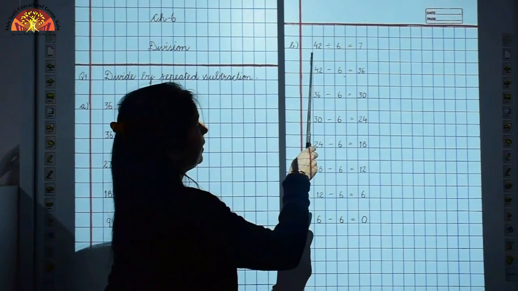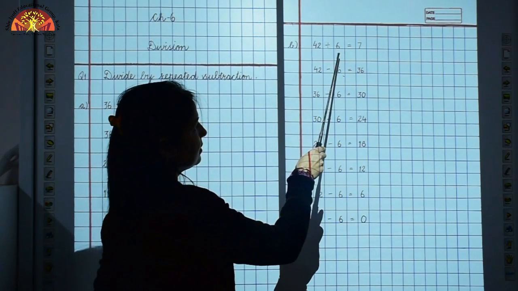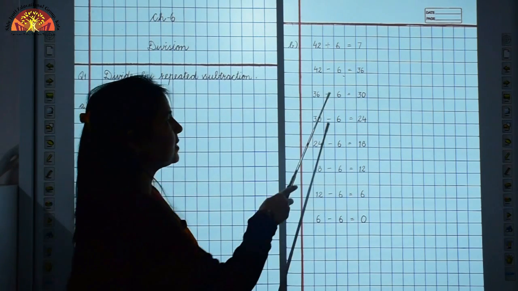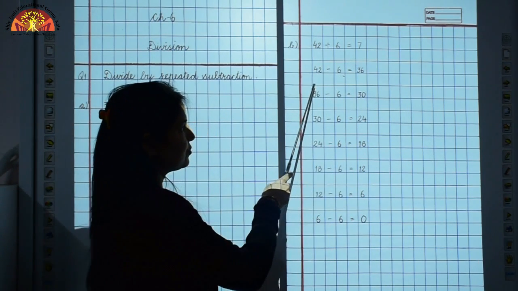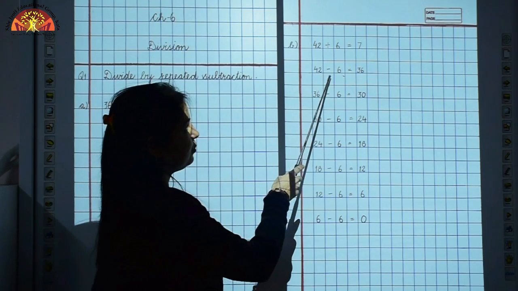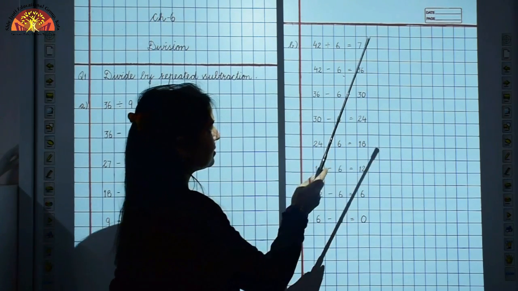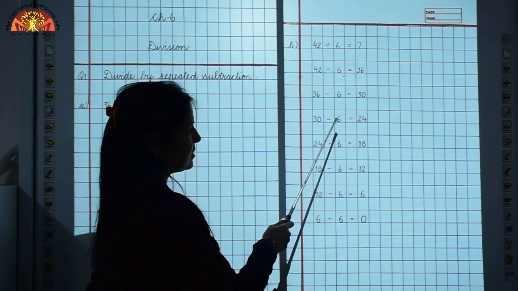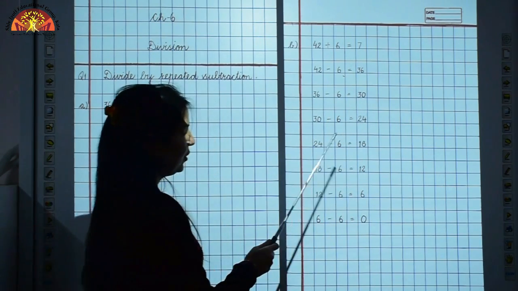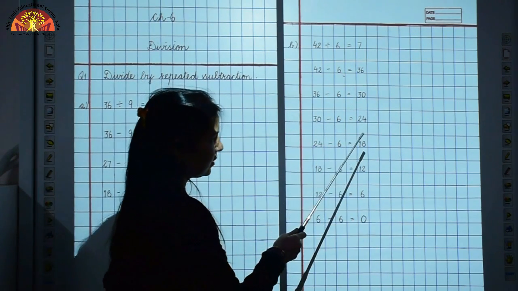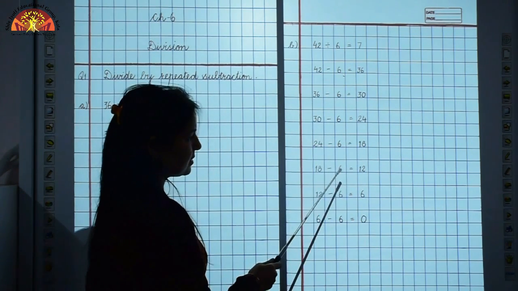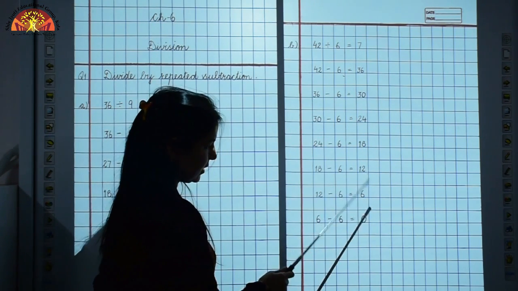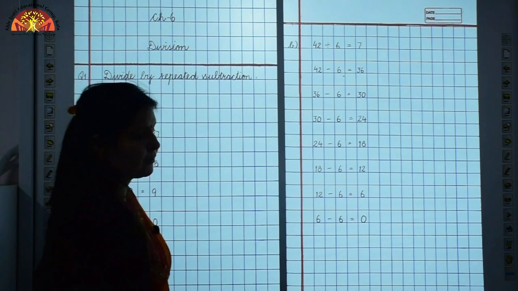Now here we are dividing 42 by 6. Now check children, which number will we subtract here? We will subtract 6 from 42. Here you can see 42 minus 6 is equal to 36. 36 minus 6 is equal to 30. 30 minus 6 is equal to 24. 24 minus 6 is equal to 18. 18 minus 6 is equal to 12. 12 minus 6 is equal to 6, and 6 minus 6 is equal to 0.